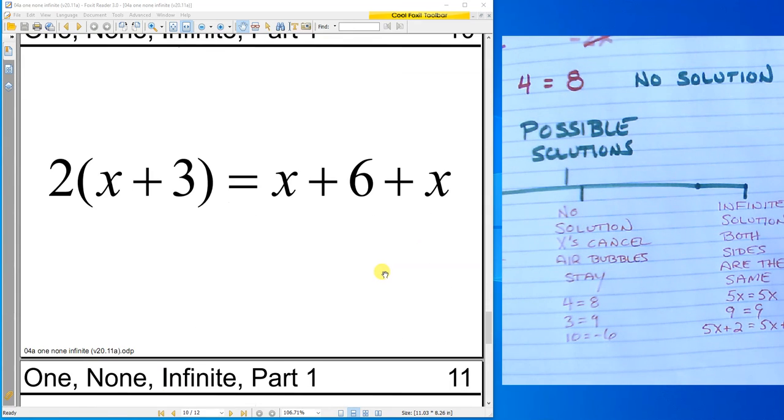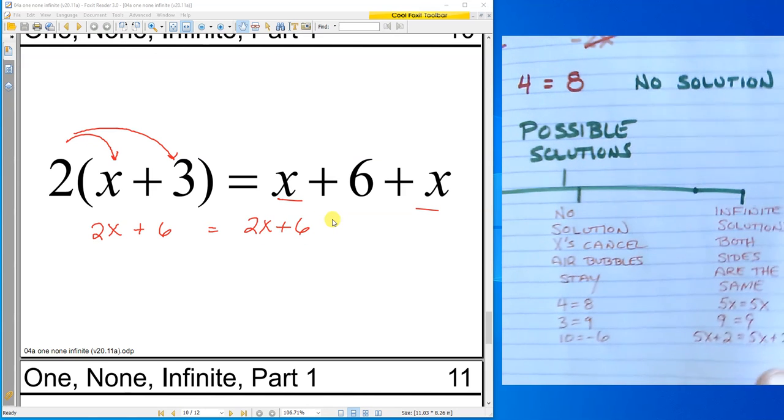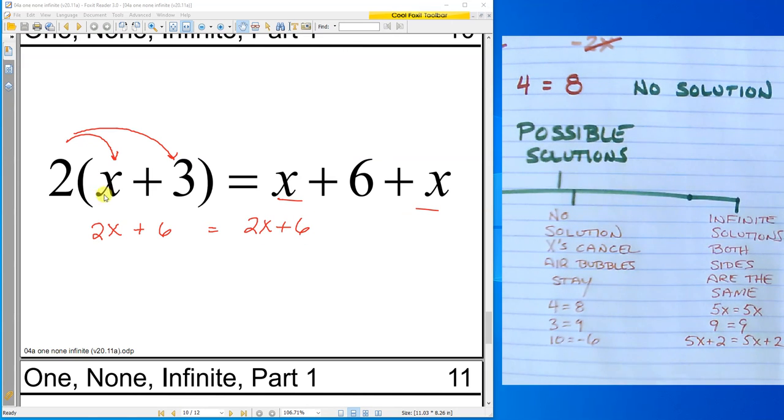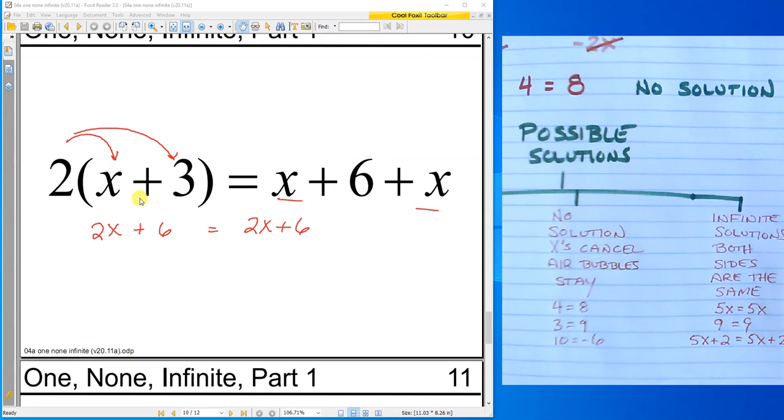Okay, this one, let's do the distribution. Let's combine the terms and see what happens. 2x, 2x. 2x plus 6 equals 2x plus 6. Infinite solutions. Both sides are the same. This is infinite solutions.